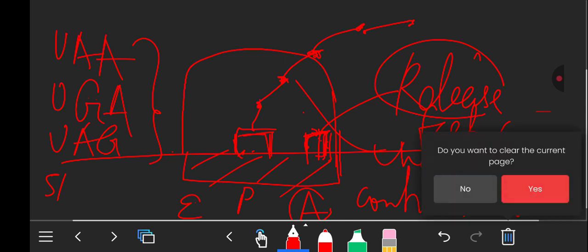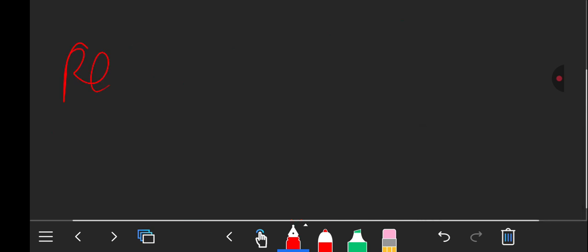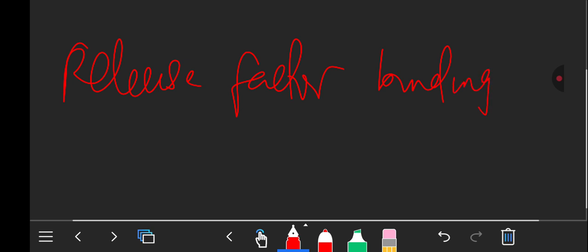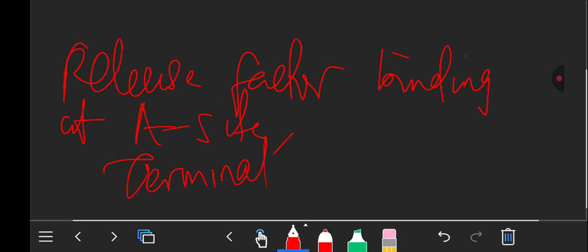So what are we saying? In the presence of release factor binding at the A site, termination occurs. So we need to understand that once this is read, termination occurs.